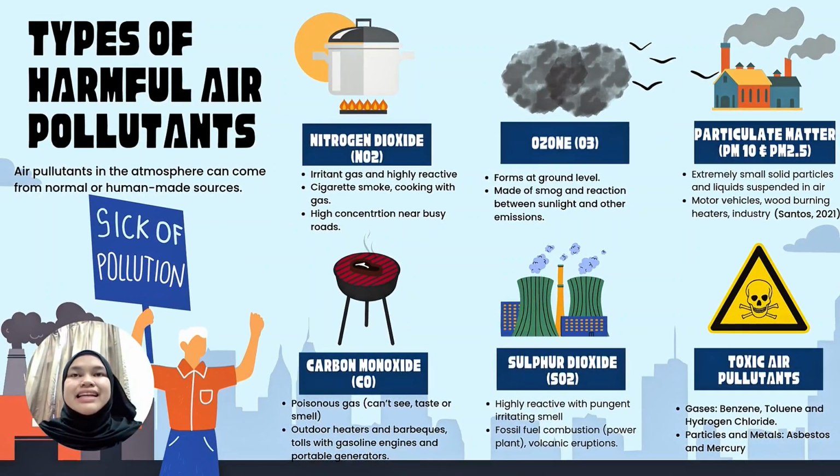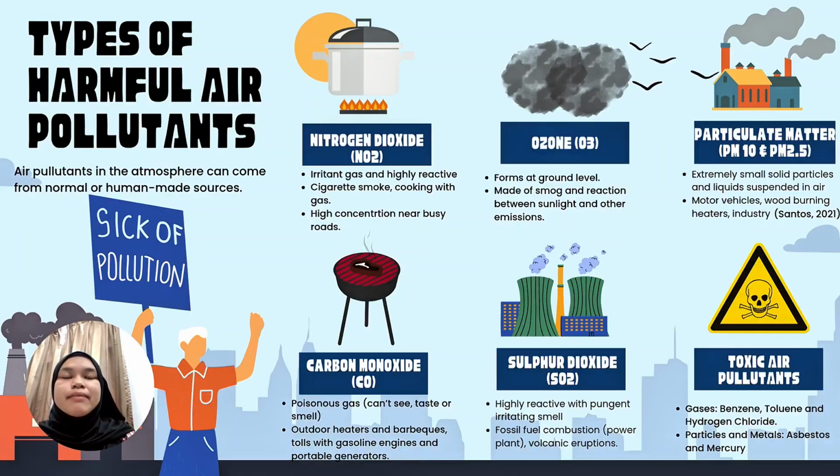There are many types of harmful air pollutants. The first one is nitrogen dioxide, which is NO2. It is an irritant gas and highly reactive. It comes from cigarette smoke or cooking with gas, and we can find it in high concentration near busy roads. Next is ozone, O3. It forms at ground level. It is made of smoke and reactions between sunlight and other emissions.